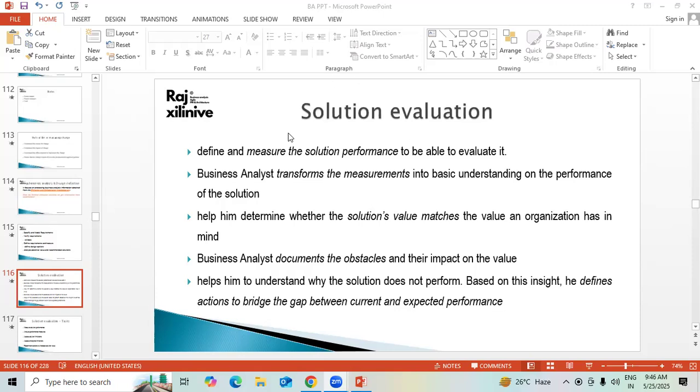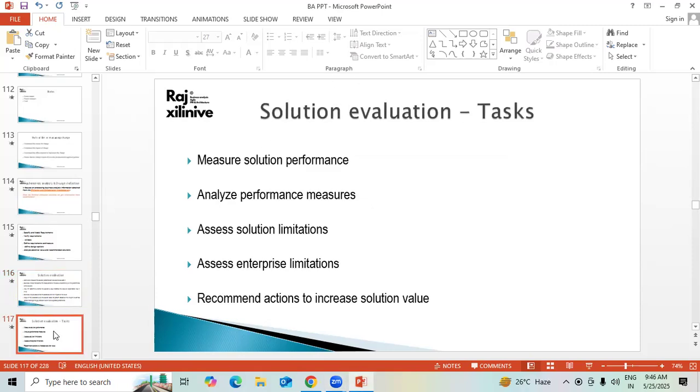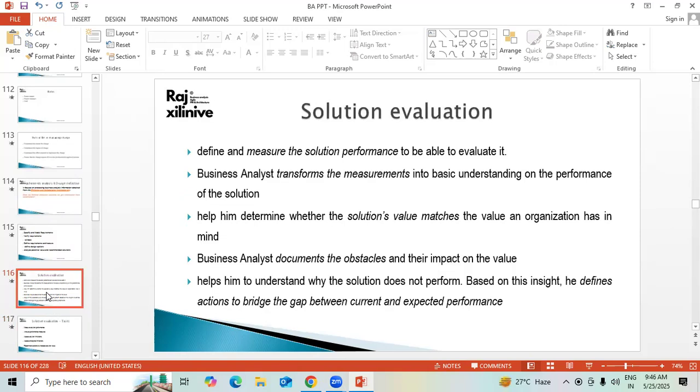But to do this solution evaluation, what are the tasks to be performed, all that we are going to discuss in the coming session.